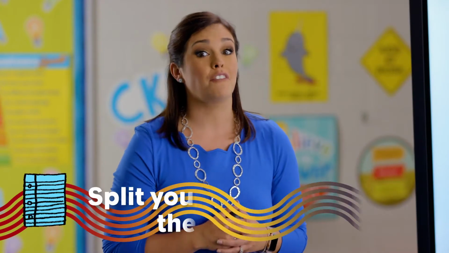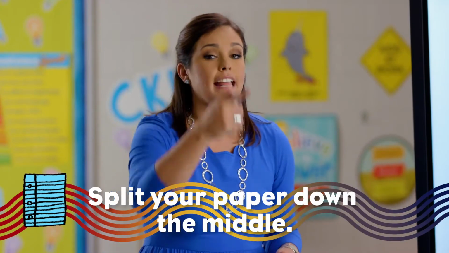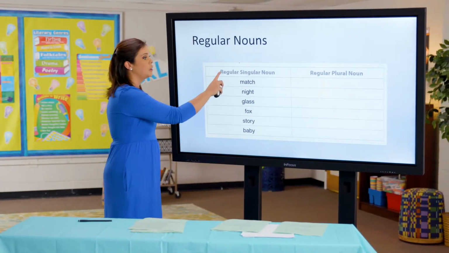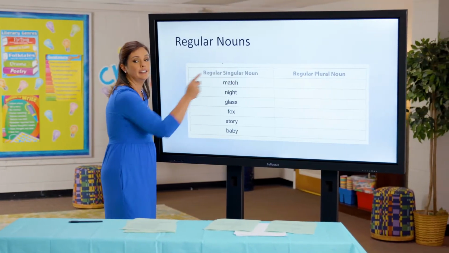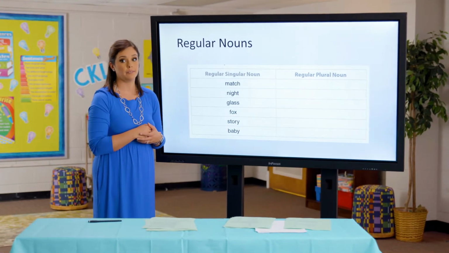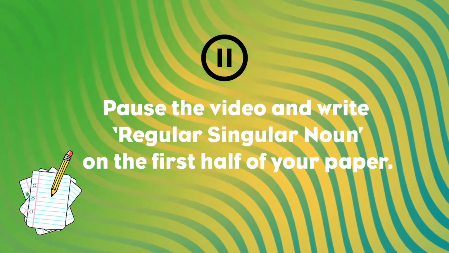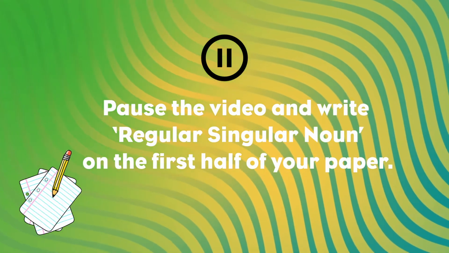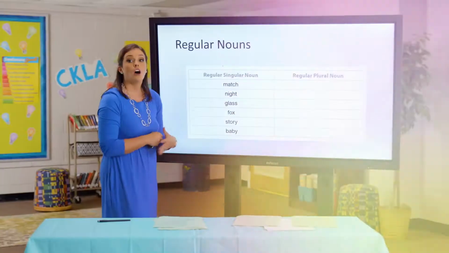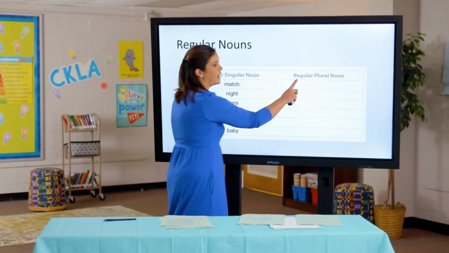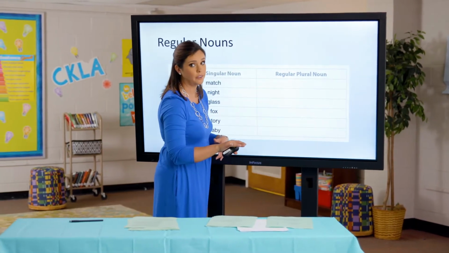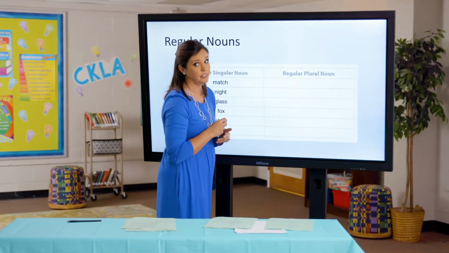Okay, now that you have a piece of paper and a pencil, go ahead and split your piece of paper down the middle. On the first half of paper, write regular, singular, noun. You can pause the video now to do that, and then push play when you're ready. On the other half of the paper, write regular, plural, noun. Don't forget, you can pause the video, write this down, and come back when you're done.